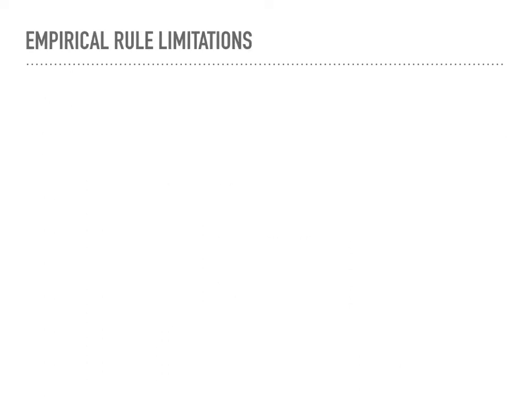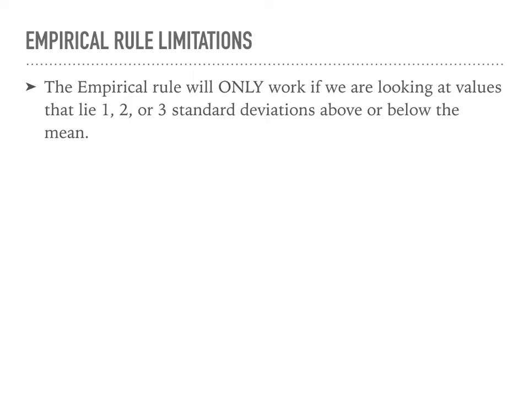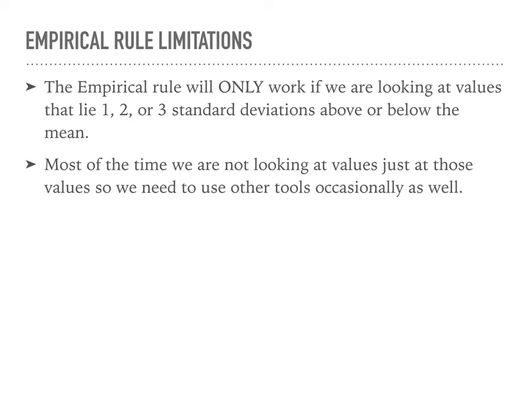Now, while the empirical rule has been really handy to use, there are quite a few limitations. The empirical rule only works if we're looking for values that lie 1, 2, or 3 standard deviations above or below the mean. Most of the time, we are not looking for values at just those z-scores, so we will need to use other tools occasionally. The next tool that we will use is a distribution table.